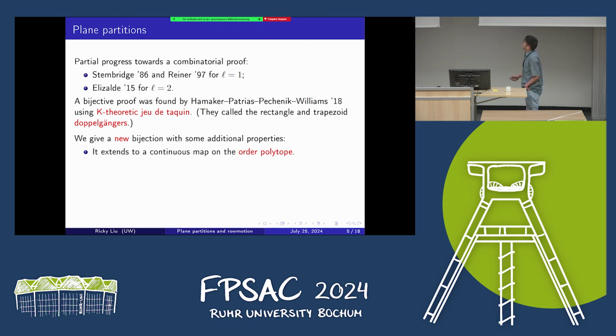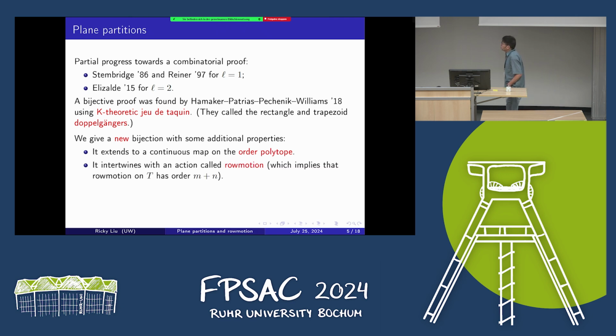is a piecewise linear map because it's based on jeu de taquin. You have to compare entries. But the domains of linearity don't agree on where they meet. And so you can't really extend it continuously. And so we're going to give a new bijection, which is actually continuous in this sense.